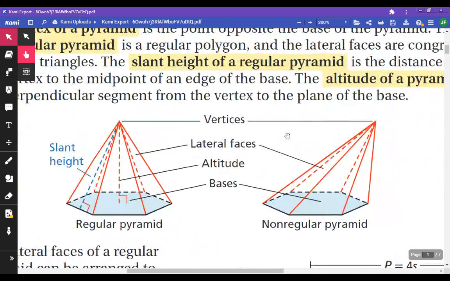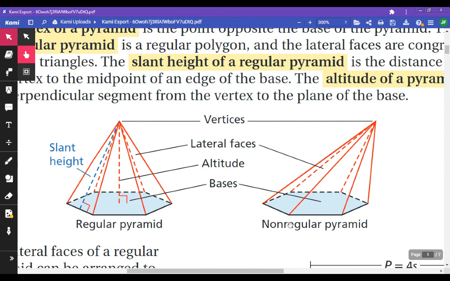So here you see a pyramid on the left. That's a regular pyramid because the base is a regular polygon. Straight up from the center of the base to the vertex is the height, or the altitude, of the pyramid. And then you have right here on the left side this blue line called the slant height, which is really the height of one of these triangles. Remember, a pyramid has triangles for its lateral faces.